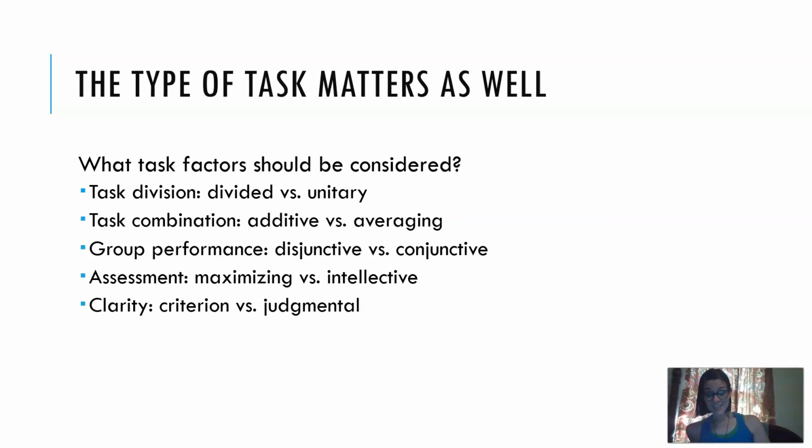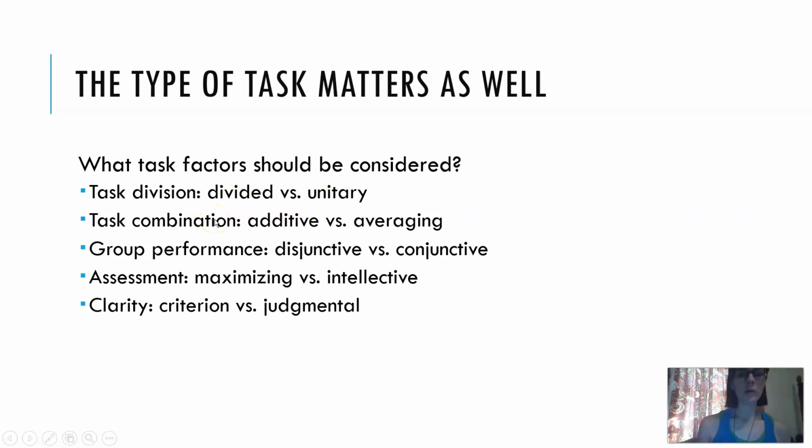And the type of task that you're doing will also affect whether or not process loss happens. So here are some different types of task factors that need to be considered. The first is task division. Is everybody in the group working together on a unified whole or a unified task? Or are we dividing this project up into different smaller tasks to delegate to individuals? So is the task divided or is the task unitary? This is going to have an effect.